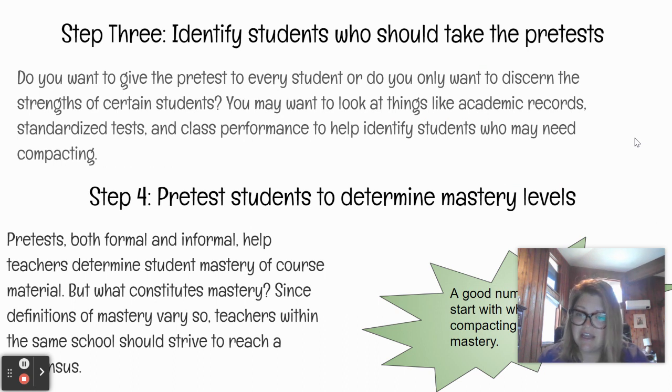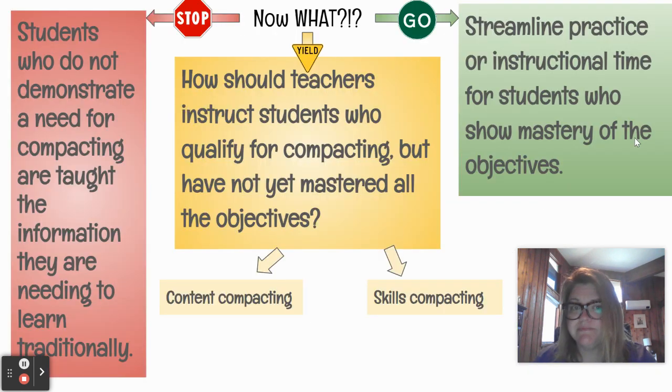And once you've decided who has demonstrated that mastery, you then can take it and create some extra extensions for them. A really good number to think about as mastery is 80%. That's the accepted number. If a student scores 80% or higher on a pretest, generally we would say that that student can demonstrate mastery.